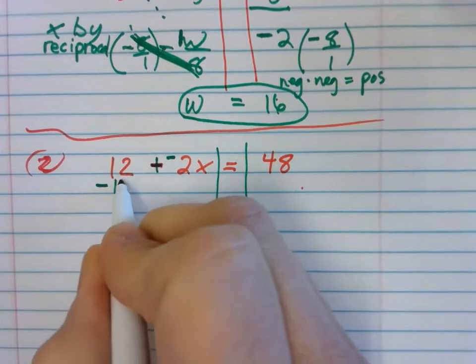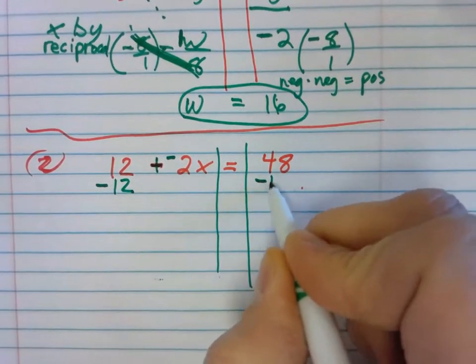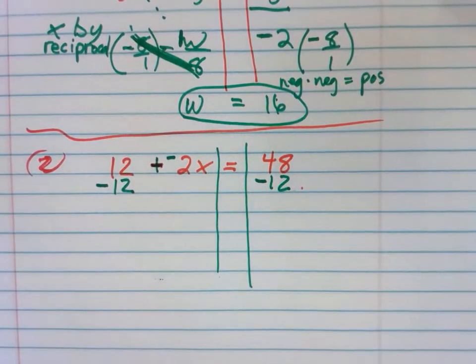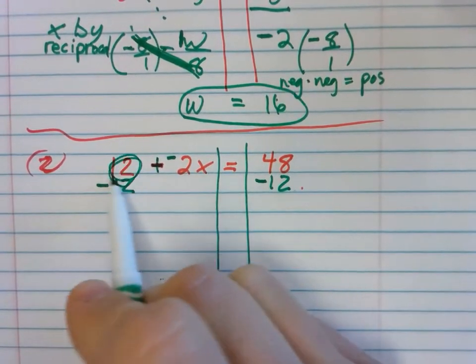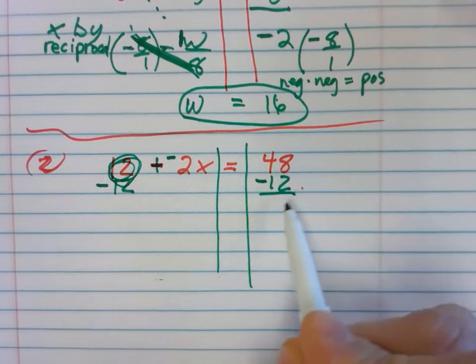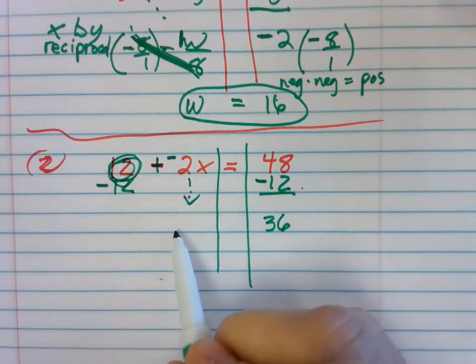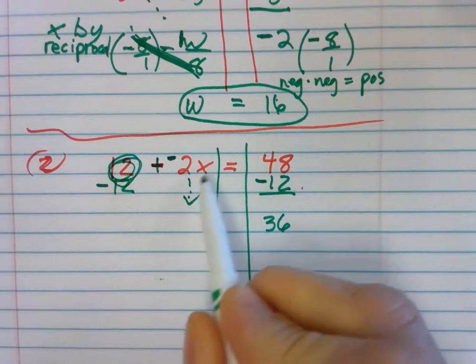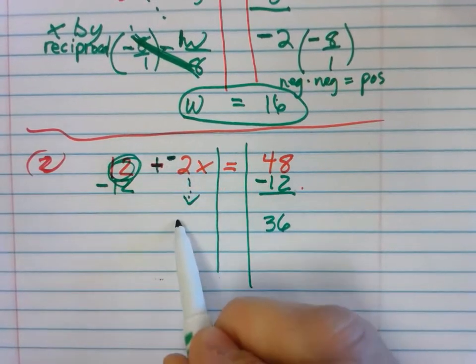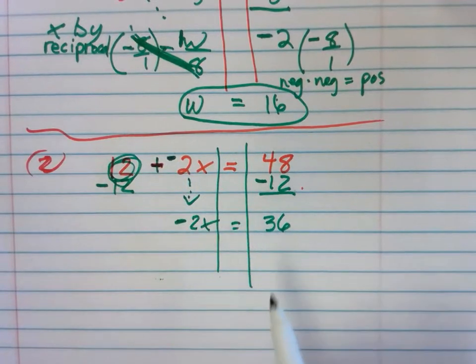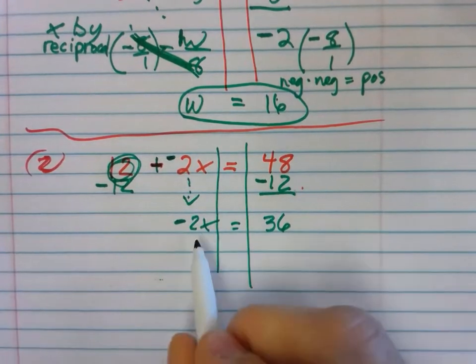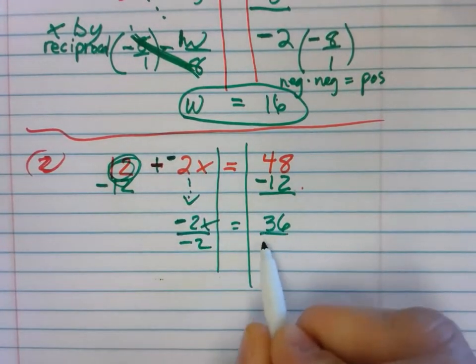So I'm going to subtract 12 from both sides. Of course, these 12s right here cancel out, make a 0 pair. 48 minus 12 would give me 36. I'll just drop the negative 2x down here. And remember, this is negative 2x because we did a little additive inverse to it. Negative 2x equals 36. And then, of course, we just divide by negative 2 like normal.